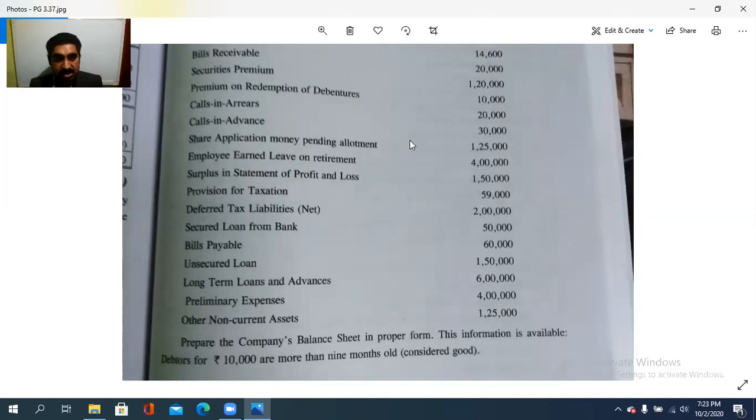Prepare the company's balance sheet in the proper form. This information is only available. Debtors for 10,000 are more than 9 months old.